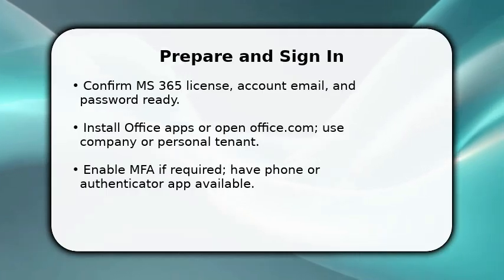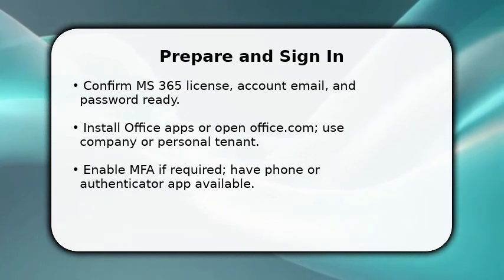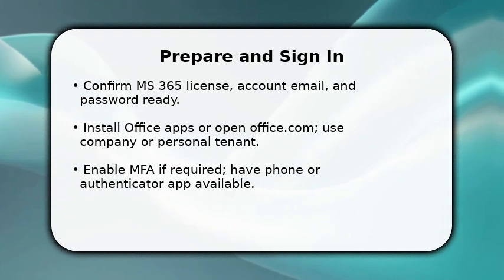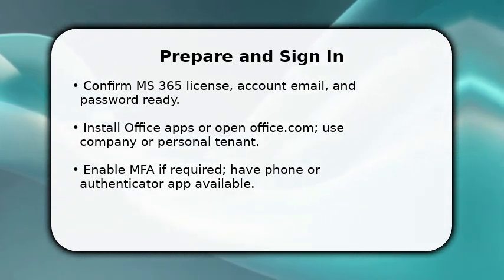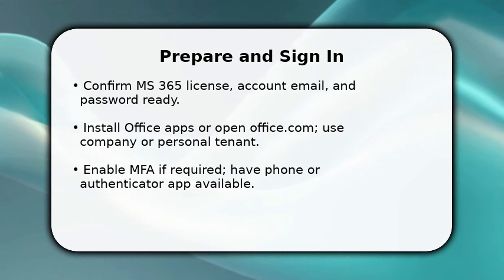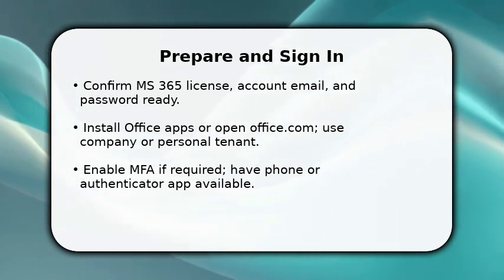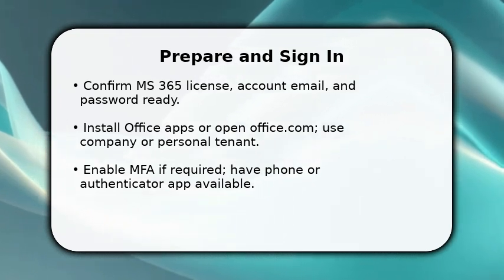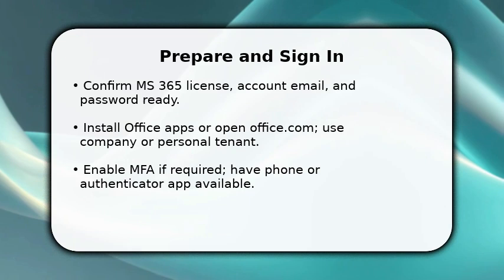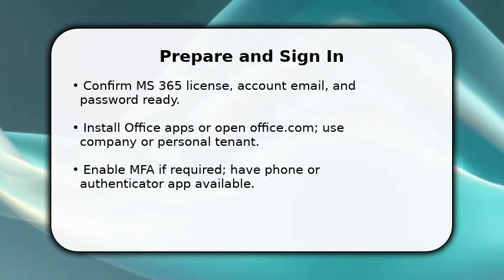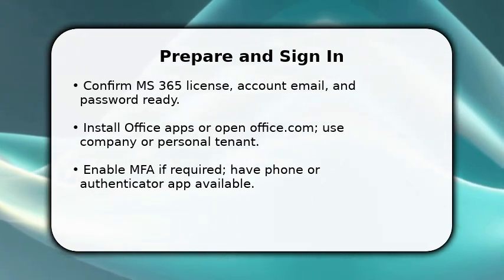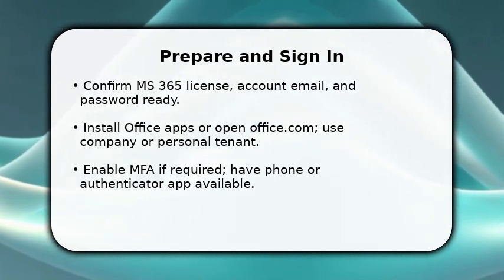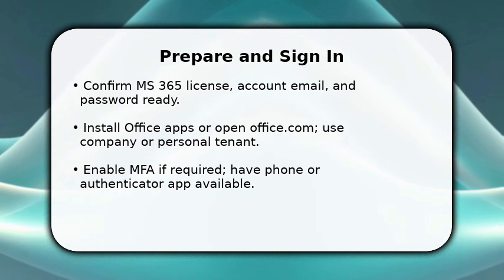You start by confirming your Microsoft 365 license and having your account credentials ready. This avoids interruptions. Once signed in at Office.com or in the desktop installer, choose the app suite you need and click Install. Make sure to enable multi-factor authentication if your org requires it, because it protects your data and compliance. If MFA prompts appear, use your phone or authenticator app. These first steps put you into the service quickly and securely, so you can begin configuring.